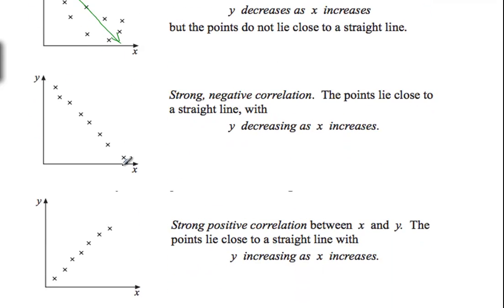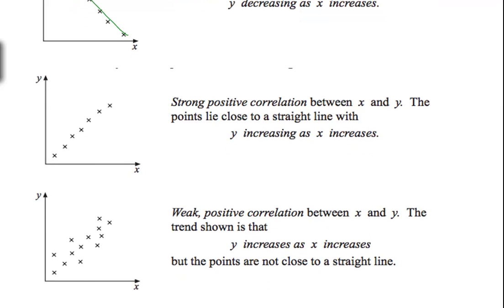Here, this is a strong negative correlation, right? They're almost all just lined up along that line there. The points lie close to the line, so Y decreases as X increases. This is a strong negative correlation.